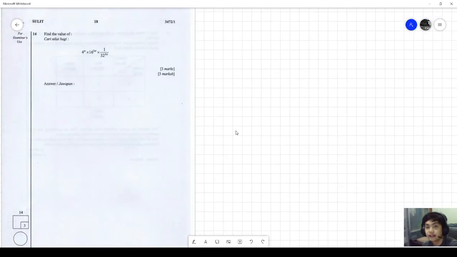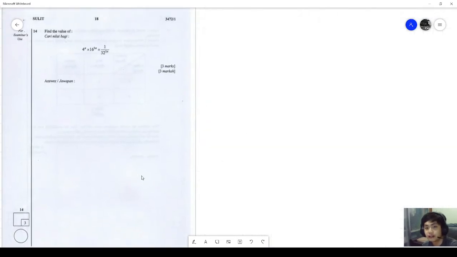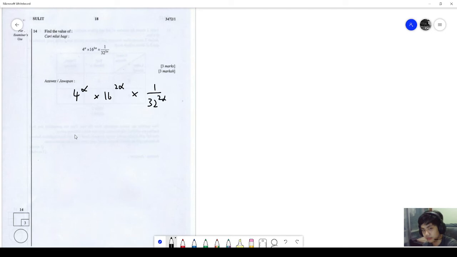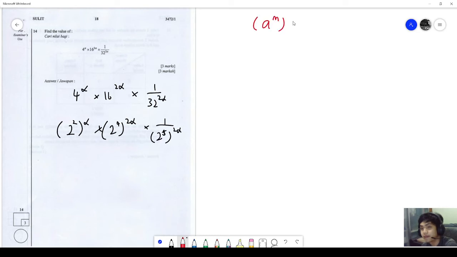For question 14, find the value of 4^α times 16^α times 1 over 32^(2α). For this question, we notice that all of these numbers can reduce to a similar base, which is base 2. So if I reduce 4 to base 2, it is 2 squared, 16 is 2 to the power 4, and 32 is 2 to the power 5. From here, this reminds me of one of the index laws where a^m to the power n is equals to a^(mn).